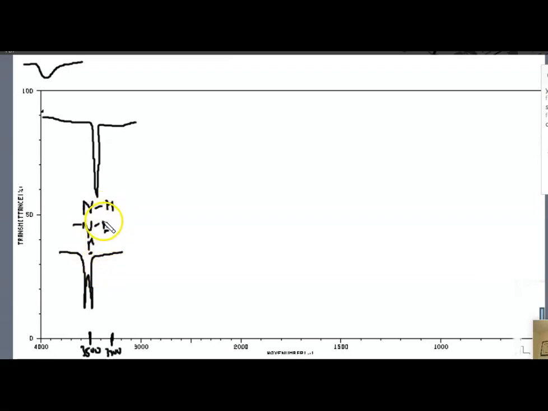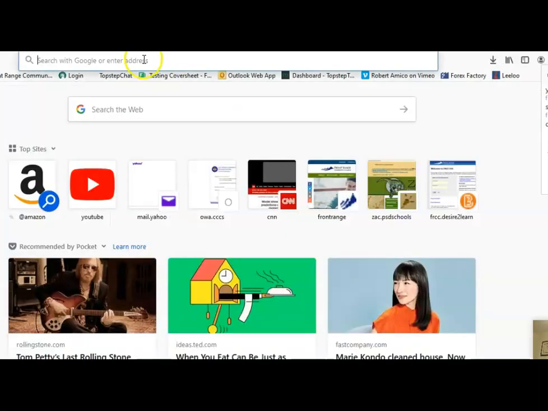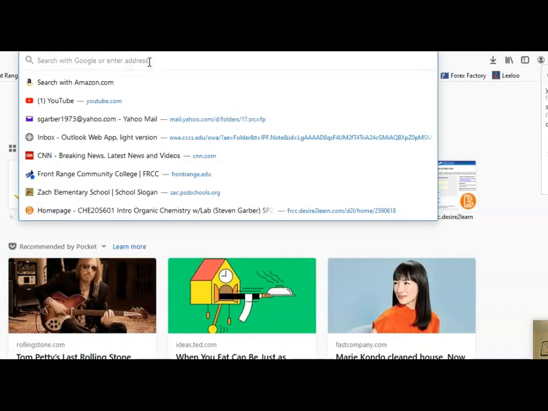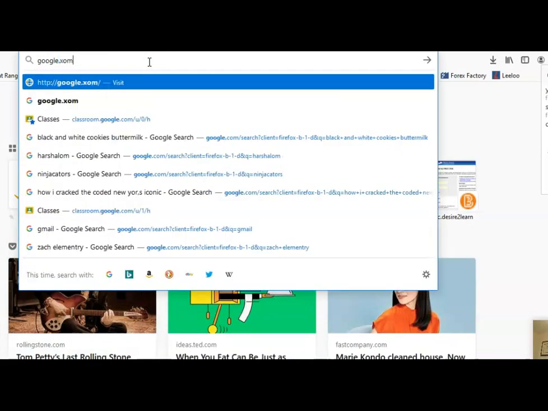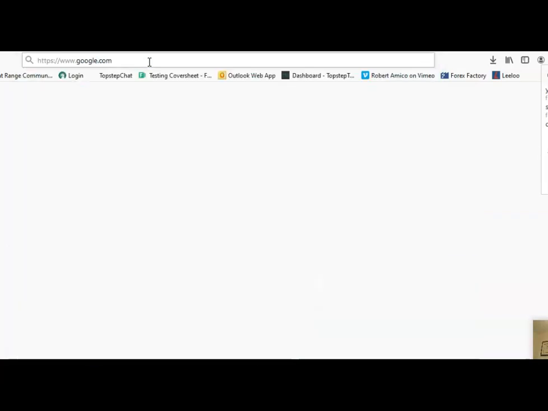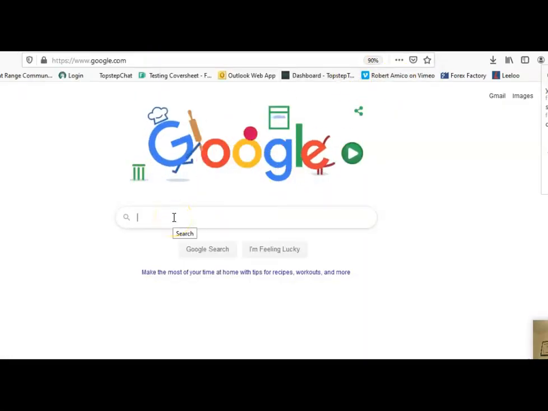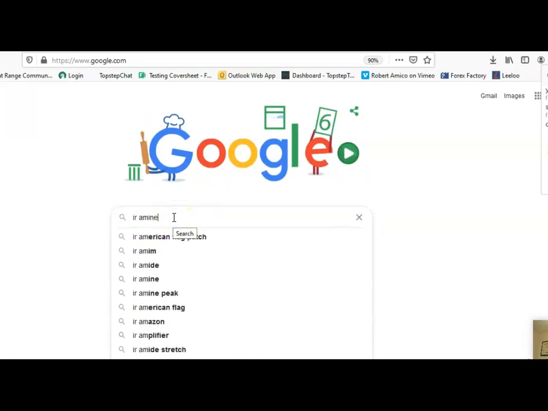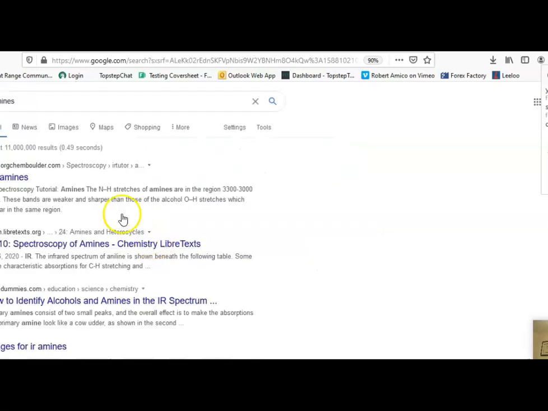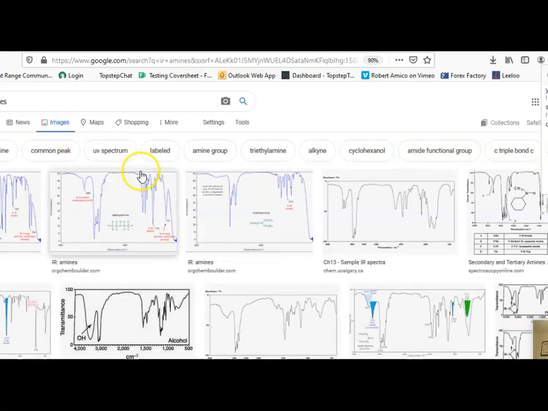Okay? And what I like to do is go back and forth. Let me go to Google. I just want to show you some examples of IRs that have these in them. IR amines. Just so that we can start getting used to seeing what these look like.